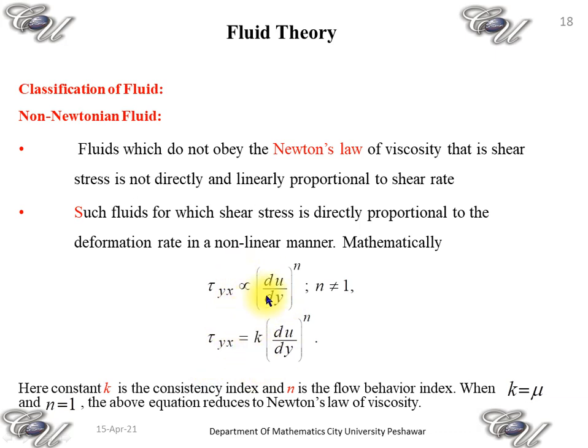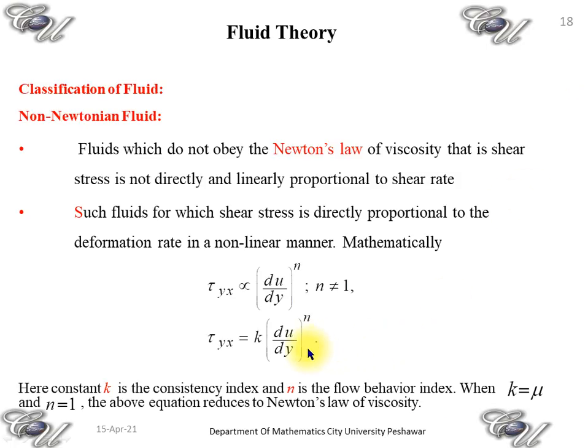Look at this now: the constant of proportionality is k instead of mu, to differentiate this. Here, constant k is the consistency index, and n is the flow behavior index.